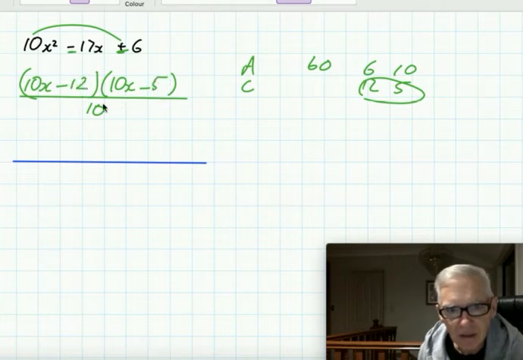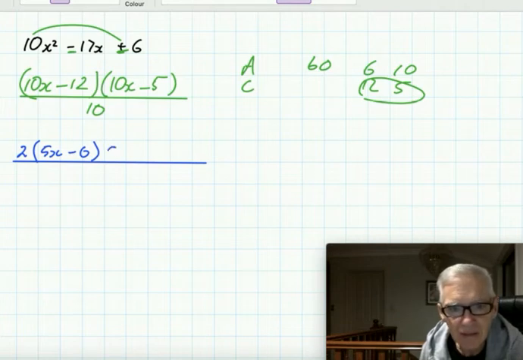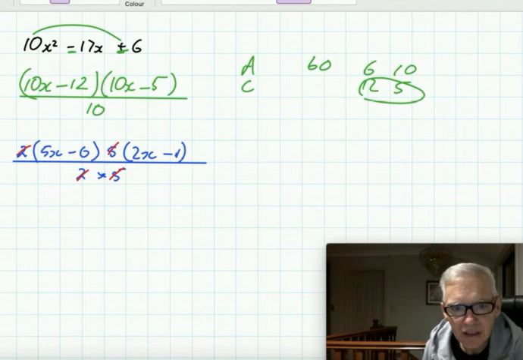Now, we note that we have to take the common factors out of here. 10 won't divide into this bracket or that bracket, but 2 will divide into the first bracket. So we're going to factorize the first bracket with the number 2. And that will give me 5x minus 6. And the second bracket we can factorize with a 5. So 5, that's 2x minus 1. And then the 10 is made up of 2 times 5. So now we can cancel out this 5 with this 5, this 2 with this 2, and we can write our final answer as 5x minus 6 and 2x minus 1.